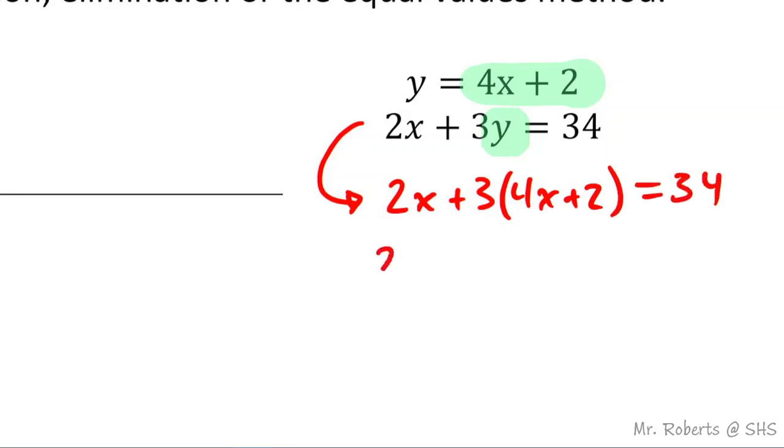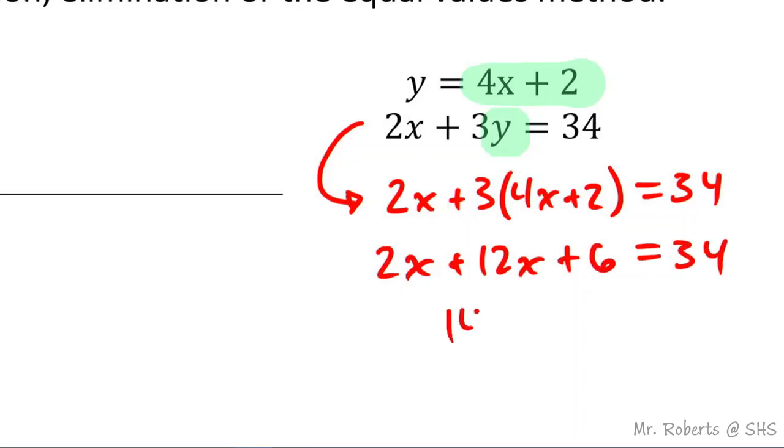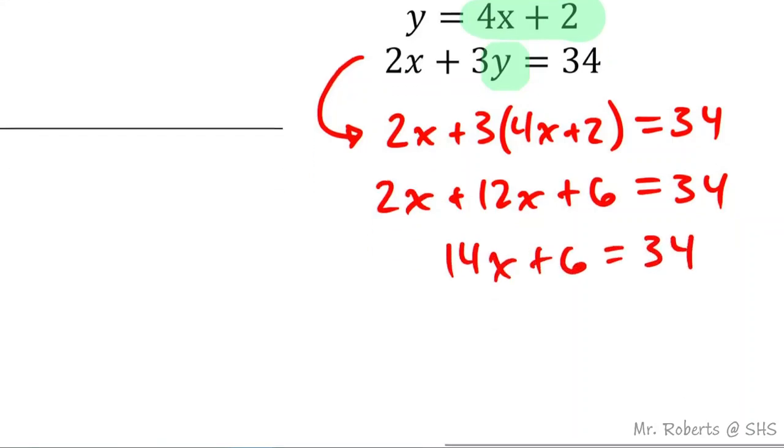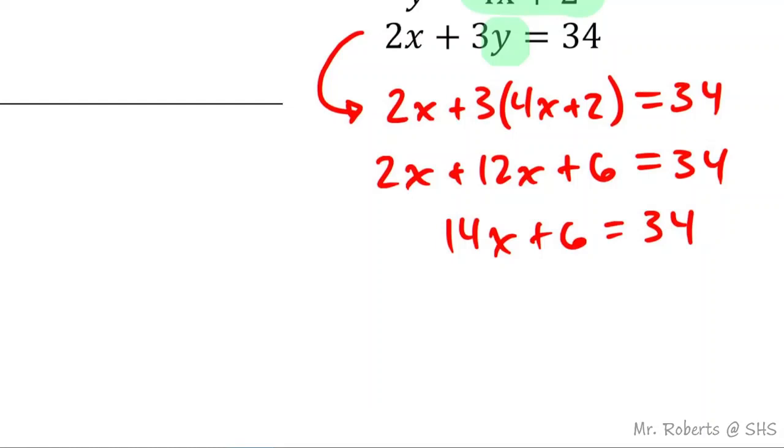Using the distributive property, we have the 2x plus, here we distribute, 3 times 4x is 12x, and 3 times 2 is plus 6, and that equals 34. I can combine these. 2x and 12x is 14 times x, plus 6 is 34. At this point, I go ahead and take the number 34 and I'll subtract 6. When we do that, we get 28. So this is 14x is 28. And now if we take both sides of that and divide by 14, we get that x is 2.